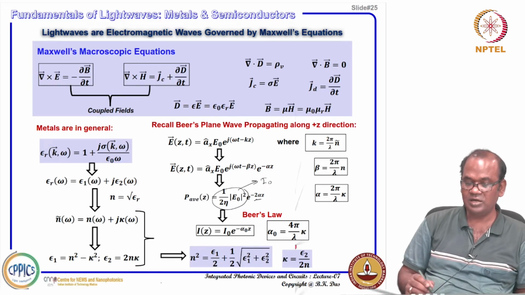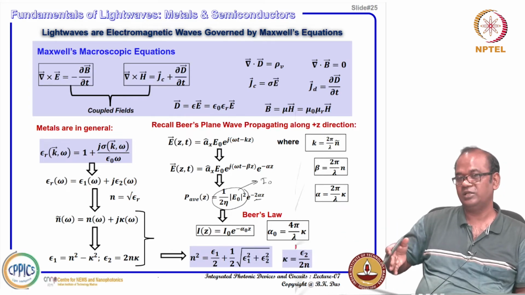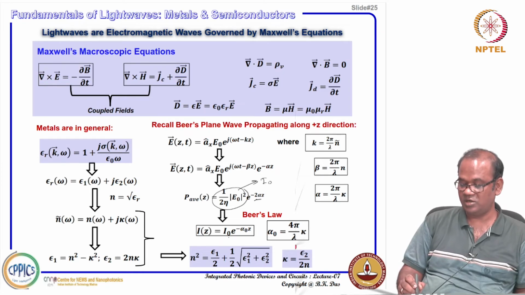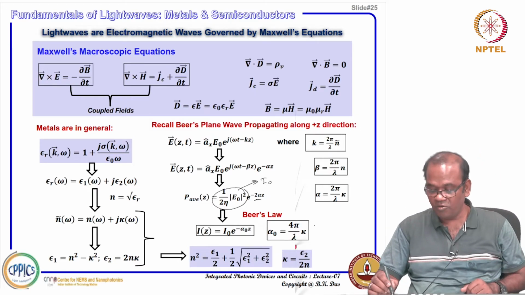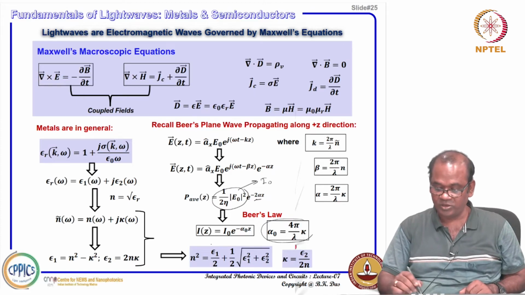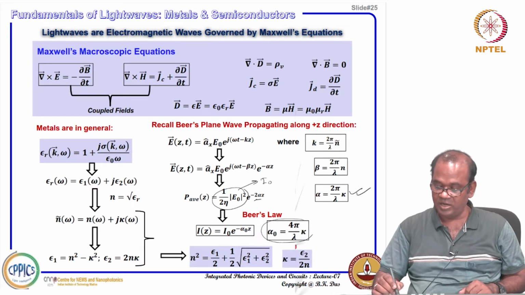and then we can consider intensity as it propagates, the power or intensity. Intensity is just power flow per unit area, that is it. Intensity we just consider I z equal to I naught e to the power minus alpha naught z. That is actually your so-called Beer's law, where this alpha naught is the attenuation coefficient for the intensity or power, and this alpha is the amplitude attenuation coefficient. Okay. So, 4 pi by lambda kappa.